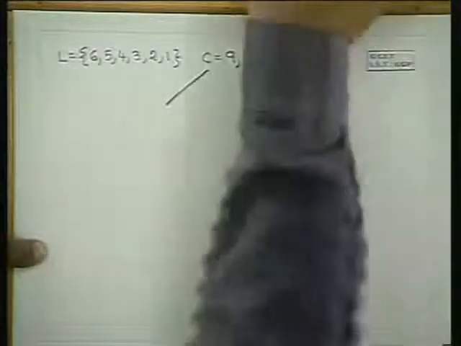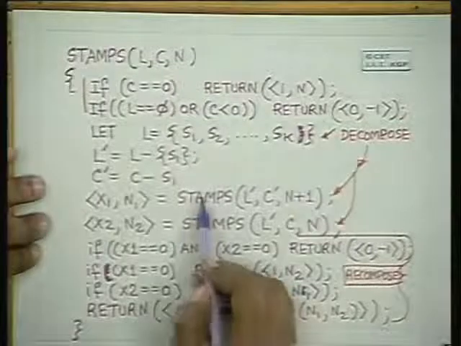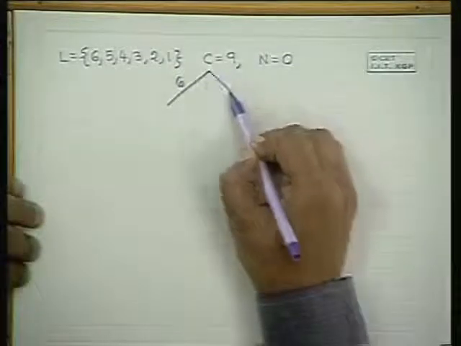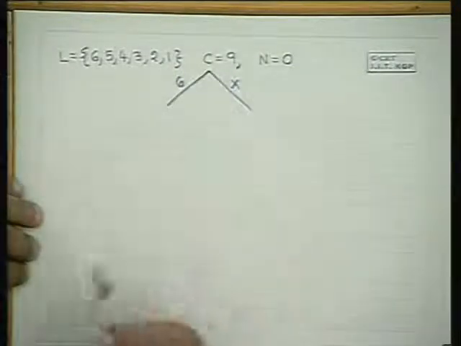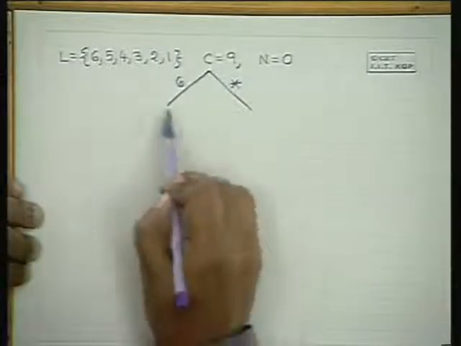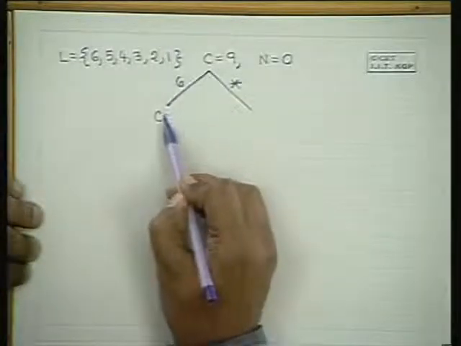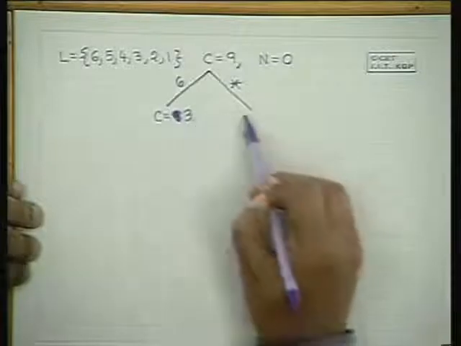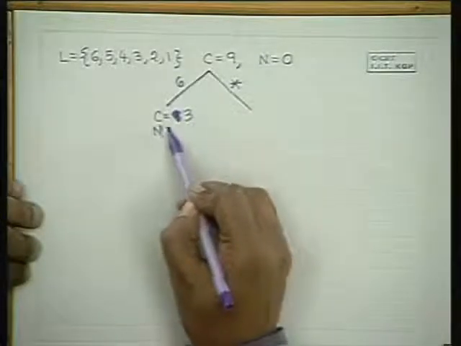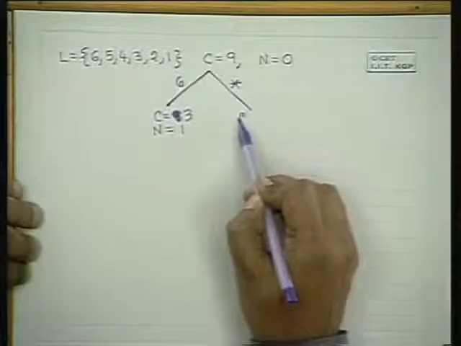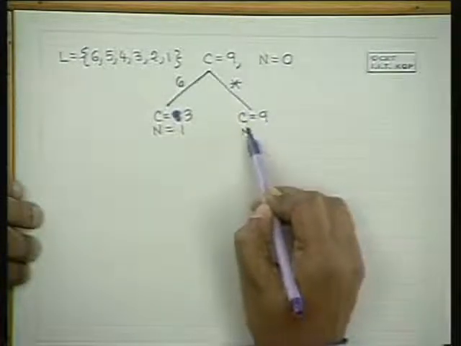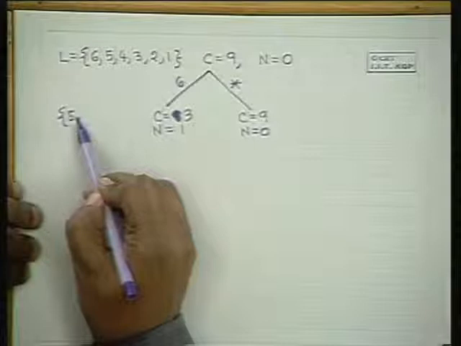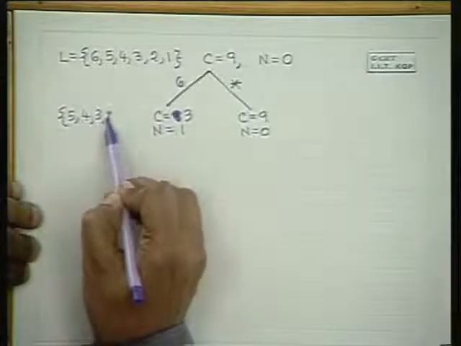Let us work out, since the algorithm, let us assume that the algorithm will go in a depth first fashion. So there are two options, 6 is taken and 6 is not taken. If 6 is taken, C becomes 3 and N becomes 1. If 6 is not taken, C remains 9 and N remains 0. L dashed in both cases becomes 5, 4, 3, 2, 1.